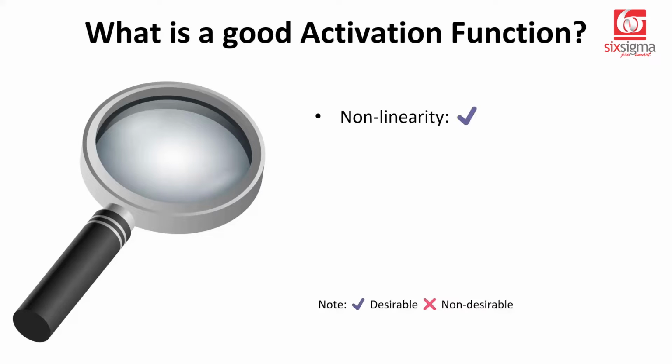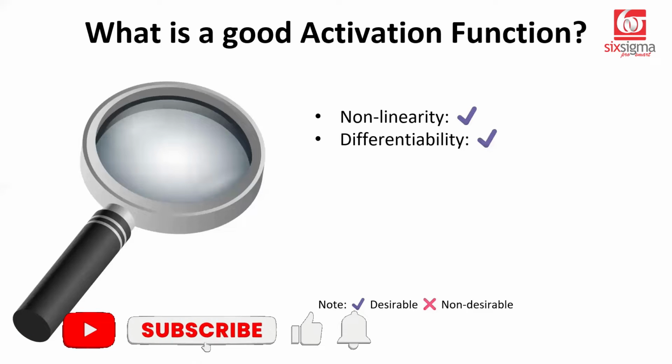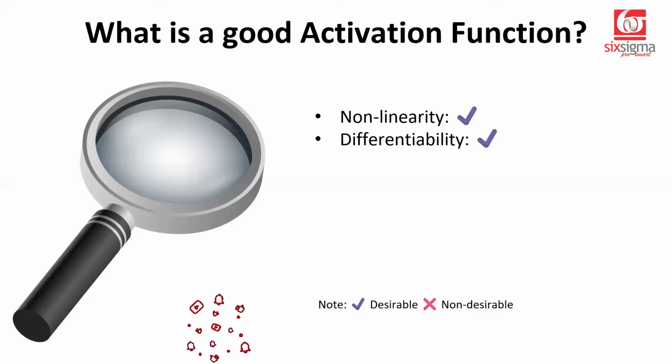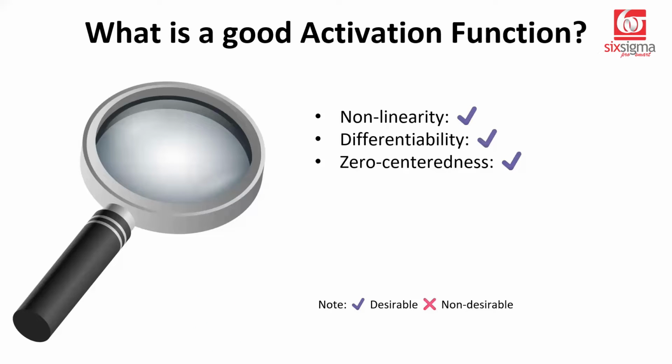Let's look at the first property. The first property is a desirable property, which is non-linearity. Second property is differentiability, and this is again a desirable property. And don't worry, we'll explain each of these one by one once we finish listing them down here. The third important property is the zero-centeredness. This is again a desirable property. Next is computational efficiency, very much desirable.